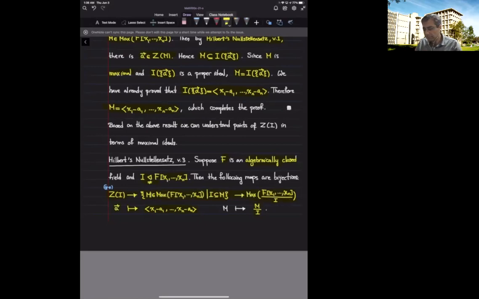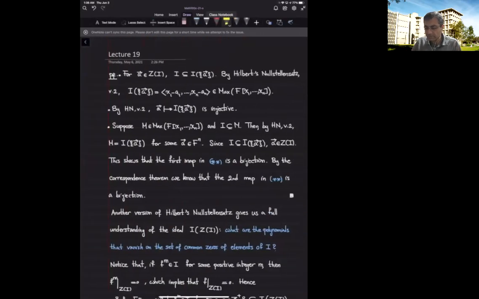So I'm not going to discuss this part of the theorem, and I will focus only on the first part. So clearly, there is a bijection between those maximal ideals that contain I and maximal ideals of the quotient ring. So the content of this Hilbert's Nullstellensatz version 3 is on this part, that there is a bijection between zeros of I and maximal divisors of I. Okay, so let's see how the proof goes.